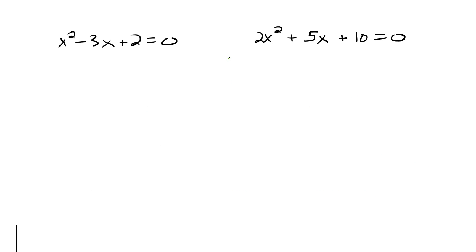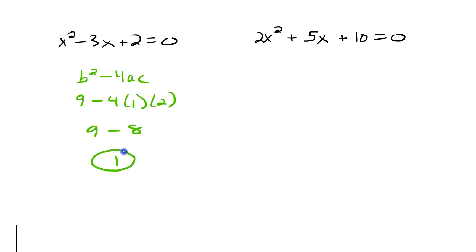Let's look at just a couple examples. For this problem, if I'm going to look at b squared minus 4ac, I take negative 3 squared, which is 9, minus 4 times 1 times 2, so I get 9 minus 8, which is 1. All right, the number 1 is a perfect square, and it's positive, so I know that I've got two real, rational solutions.